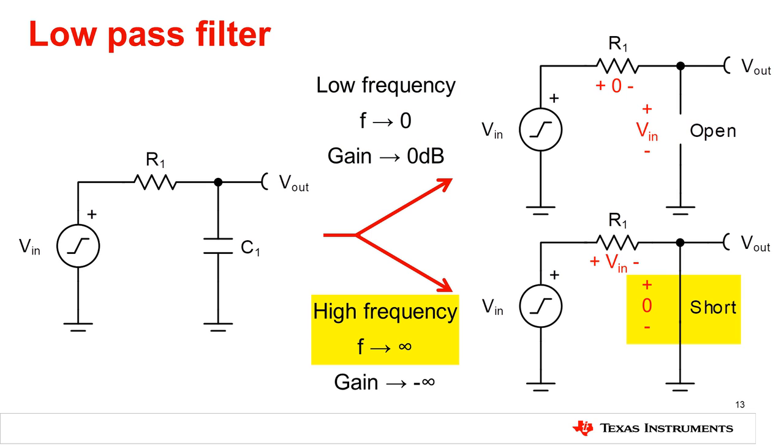On the other hand, a capacitor will act as a short circuit at very high frequencies. In the case of the low-pass filter, this will effectively short the output to ground. Thus, the gain will approach negative infinity on a decibel scale.